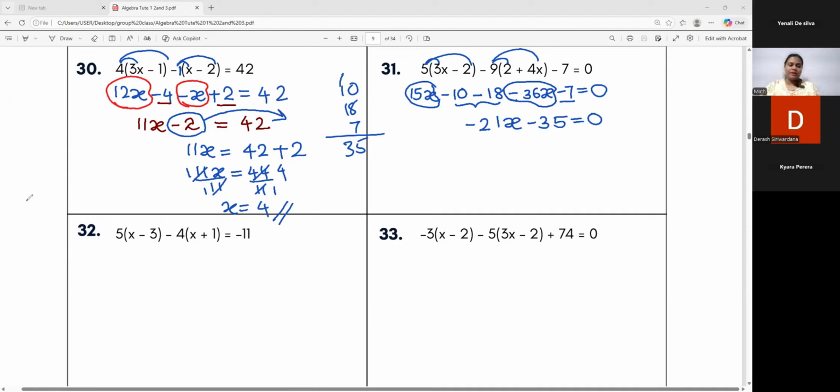Then see this 21x. 21x is negative. Now we are going to find the answer for positive x. So if I move it to right hand side, this whole term becomes a positive term. So I'm going to keep this minus 35 on the left and move minus 21x to the right. Now it is positive. After that, divide both sides by 21. 21 and 21 get cancelled. Only x remains. Then 21 and 35, 7 times table.